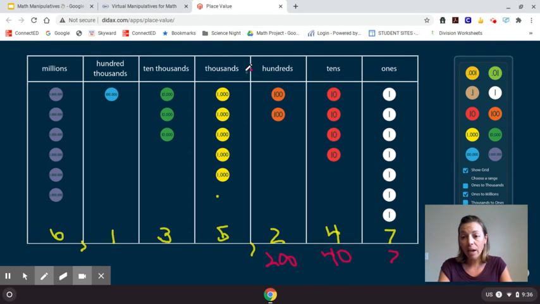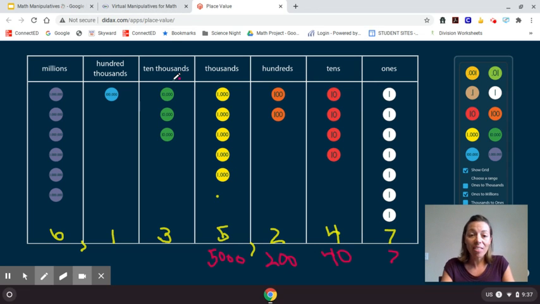Thousands column, count with me by thousands. 1,000, 2,000, 3,000, 4,000, 5,000. The value is going to be 5,000. Now, I apologize for my writing with this drawing tool. Really not super good at it. It's going to get a little messy. I'm a little slow, so sorry about that.